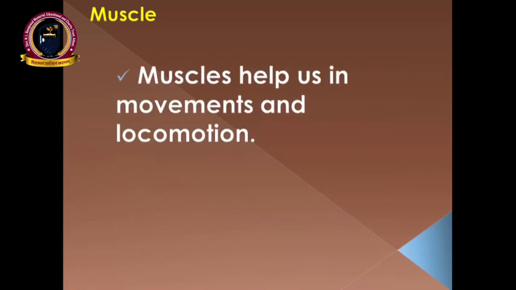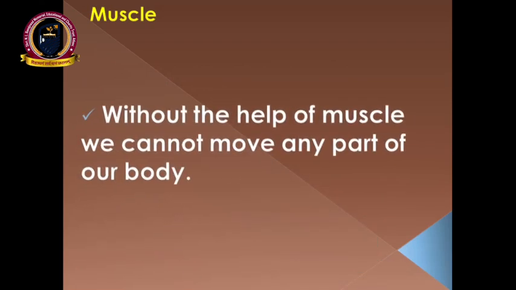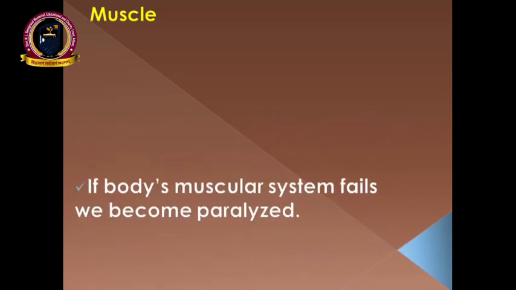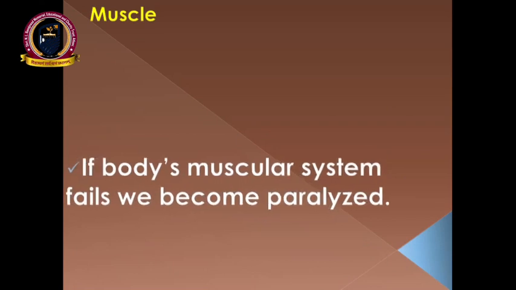Muscles help us in movements and locomotion. Without the help of muscle, we cannot move any part of our body, not a single finger. So for every action we do, we need the help of muscles. If the body's muscular system fails, we become completely paralyzed.